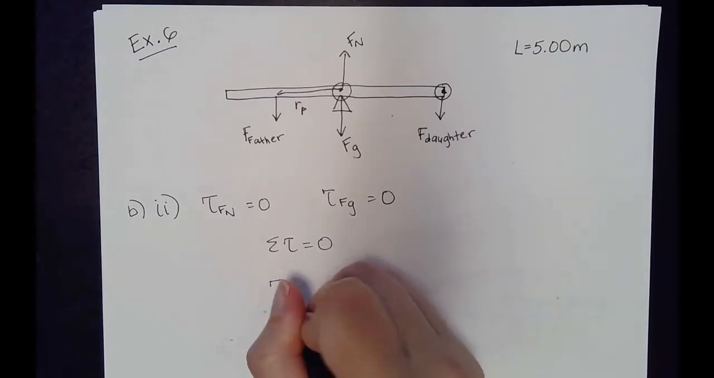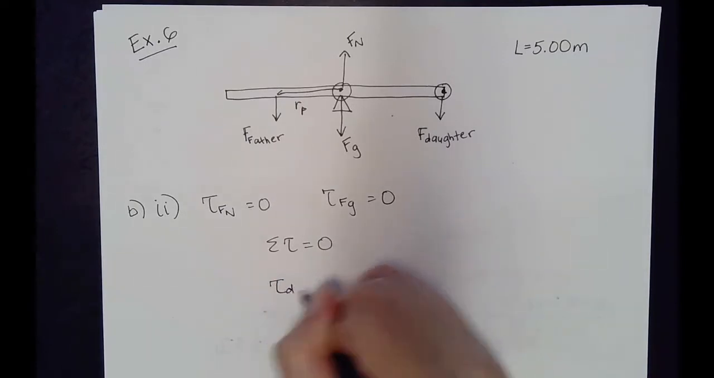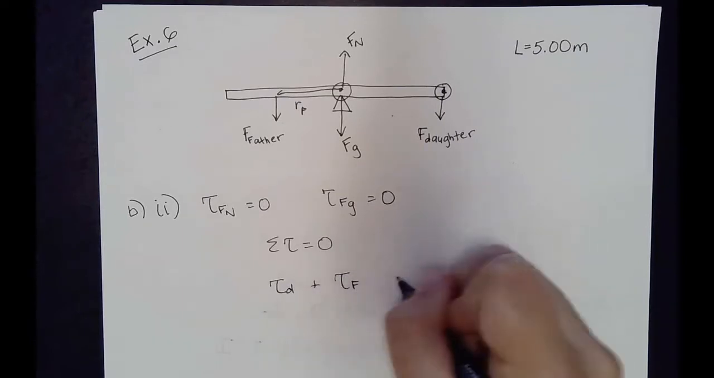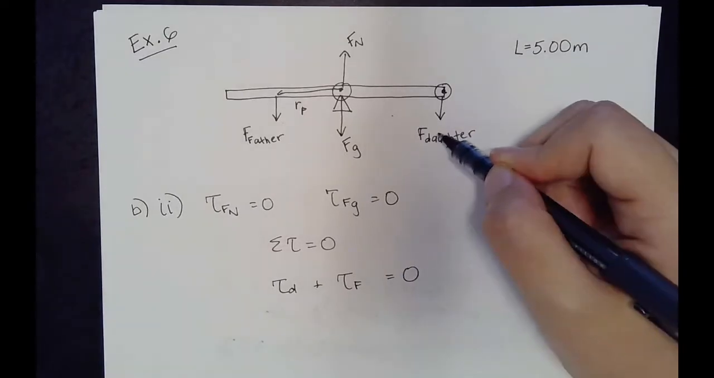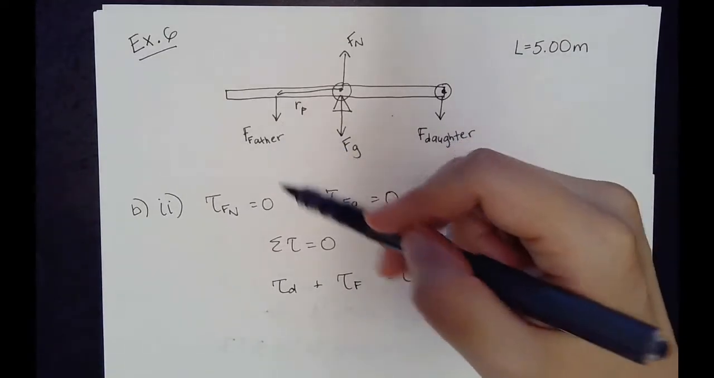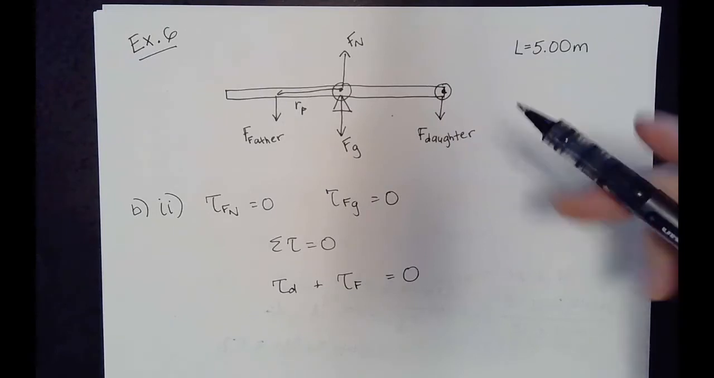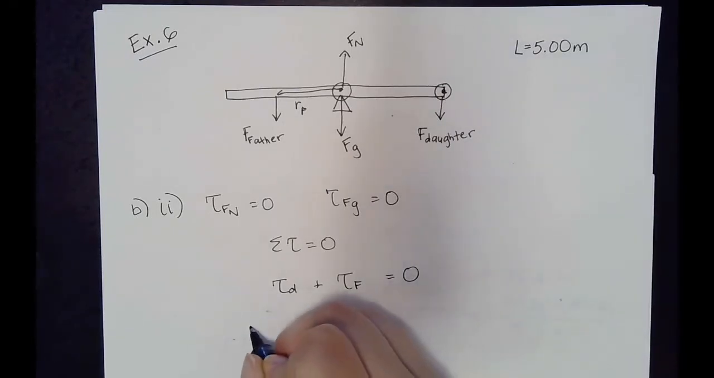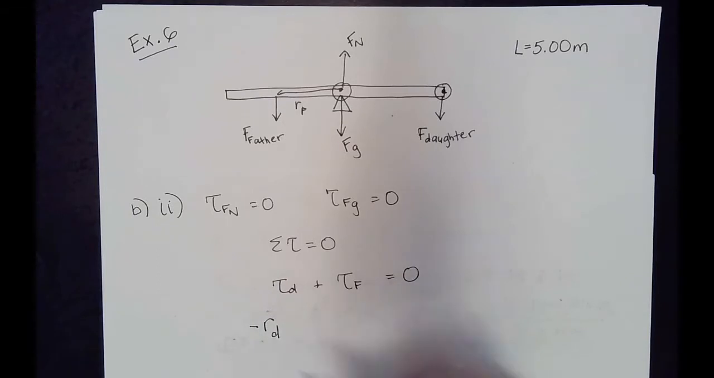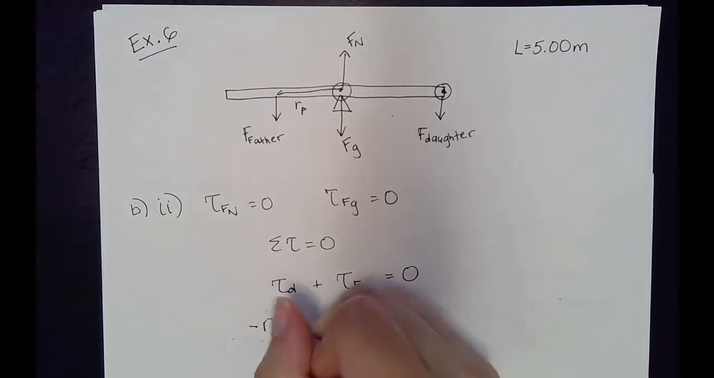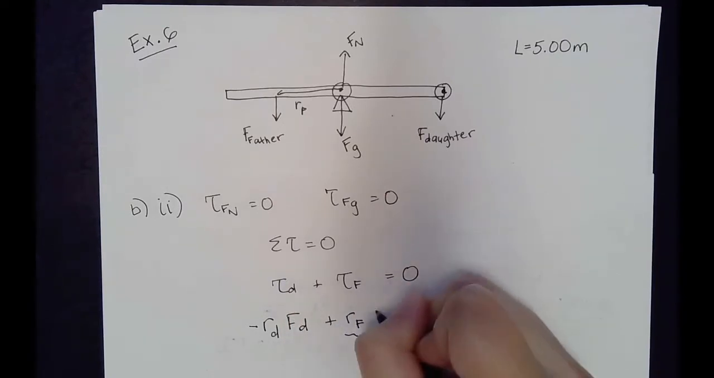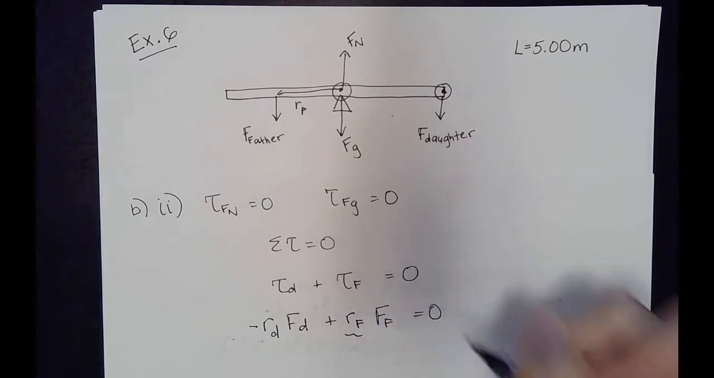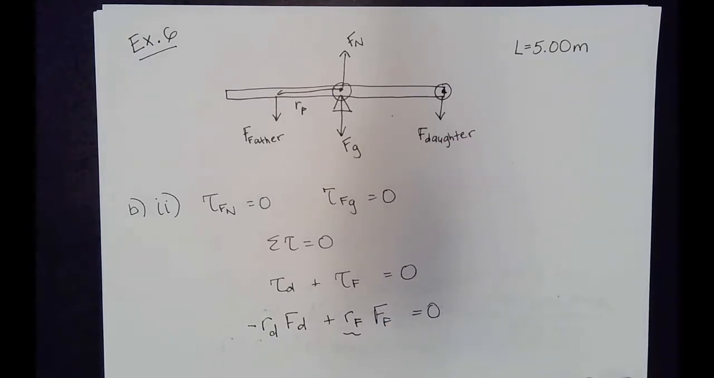And that means that the torque due to the daughter plus the torque due to the father must sum to 0. And we can see they're opposite in direction. So the daughter would cause a clockwise torque and the father would cause a counterclockwise torque. So we're going to have negative R, the distance to the daughter, which is L over 2 as well. You could put that if you wanted. The force of the daughter plus R, the distance to the father, which is our unknown, times the force of the father, equal to 0.